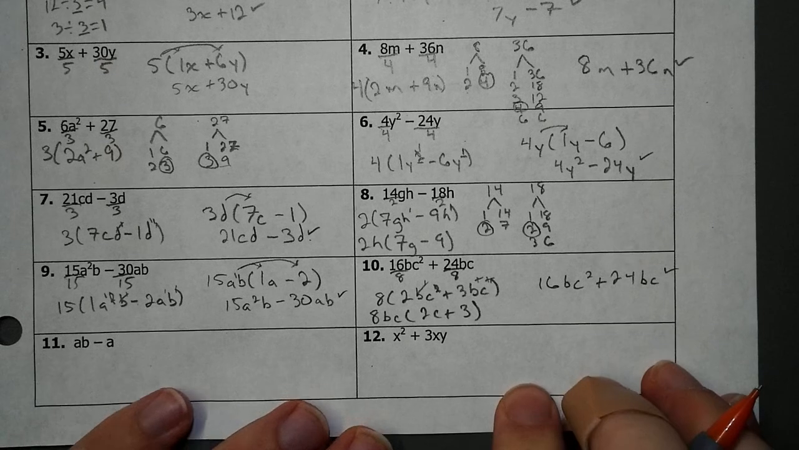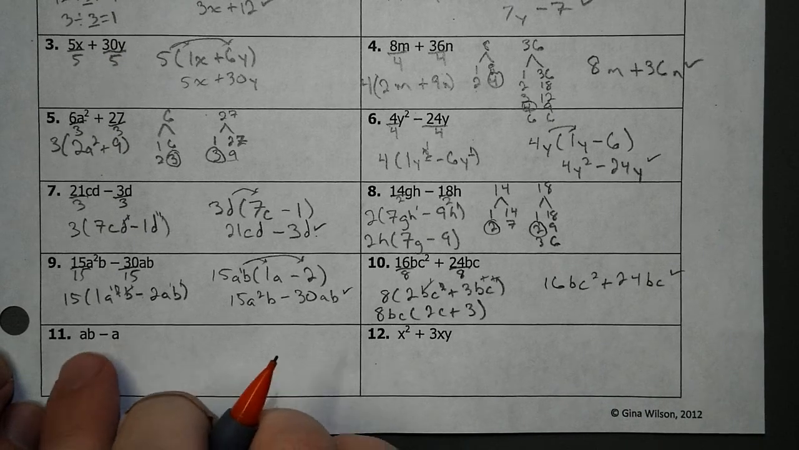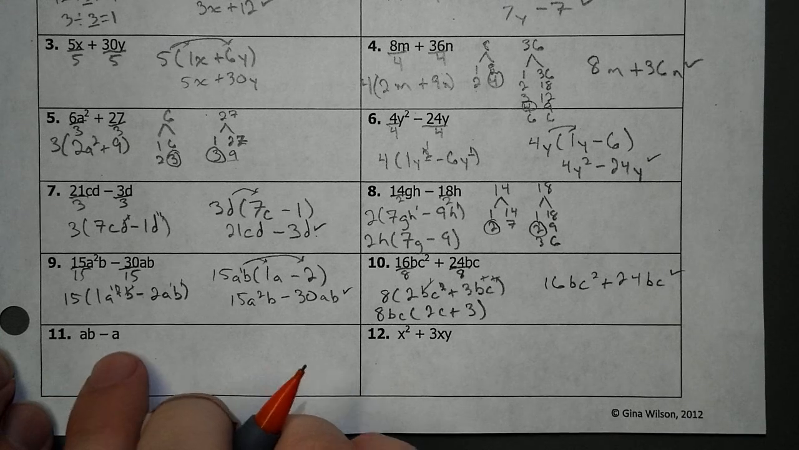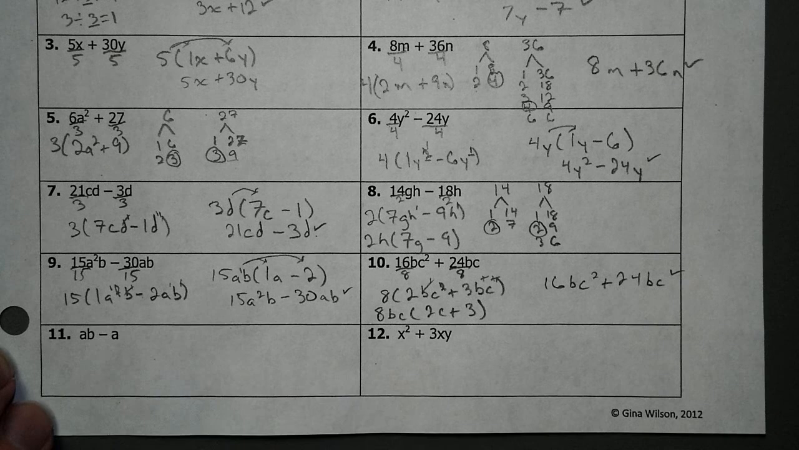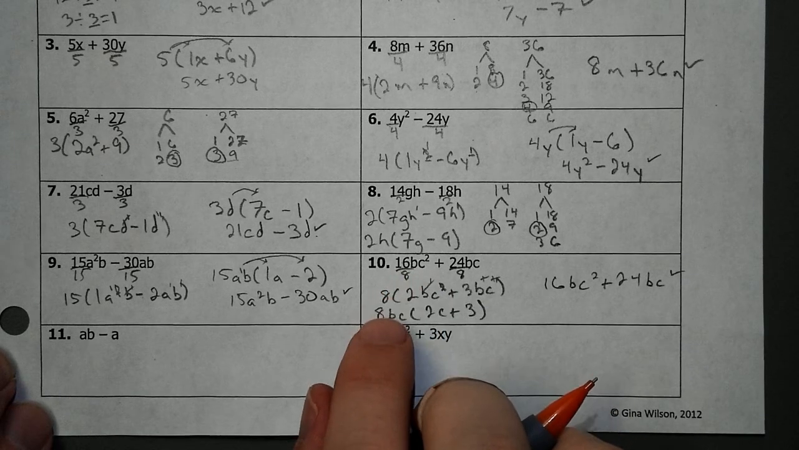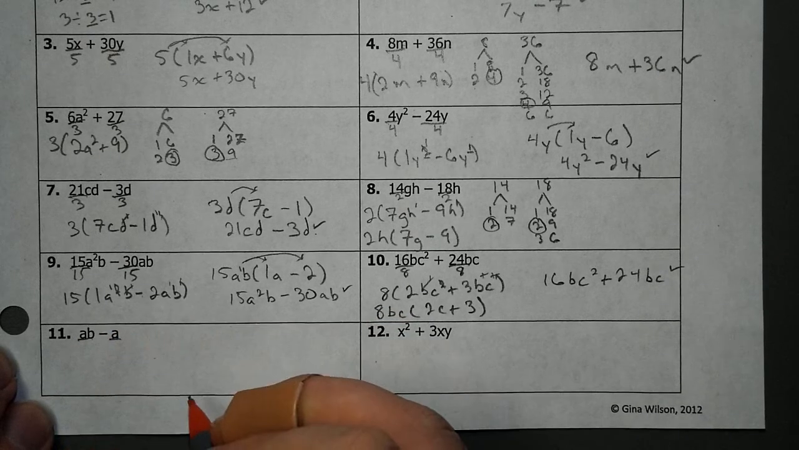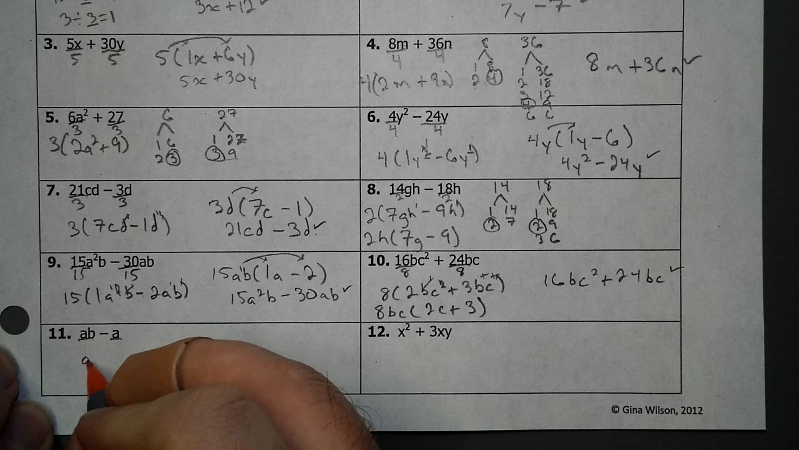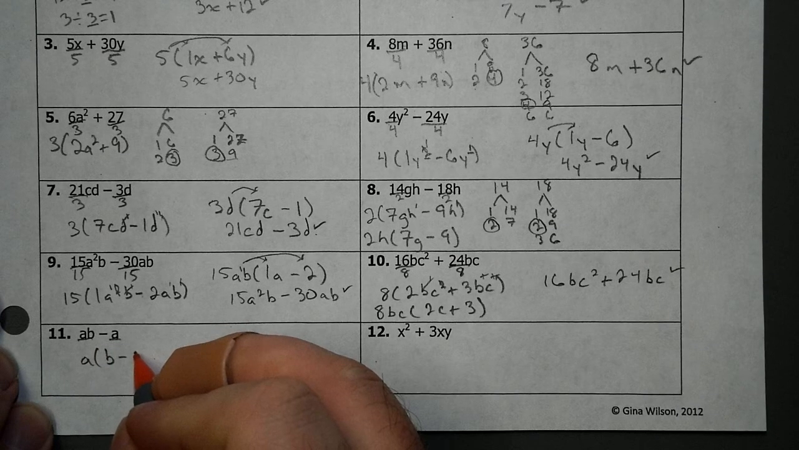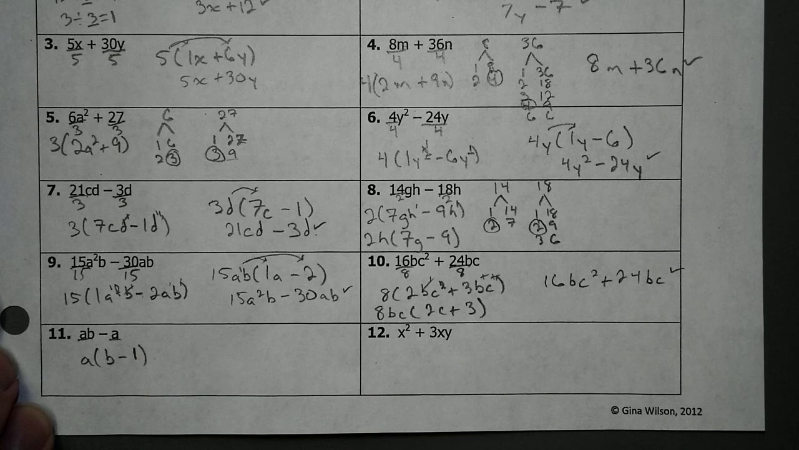Now, let's look at 11 and 12. On 11, I don't see any numbers in front of either one, so we're not going to have to factor out any numbers. We're going to go straight to the letters. We're basically skipping that first part and going straight to where the letters come out. Both of these do have an A, though. So, let's pull out an A, and that'll just be B minus, and there's only one A there, which is just going to give us a 1.